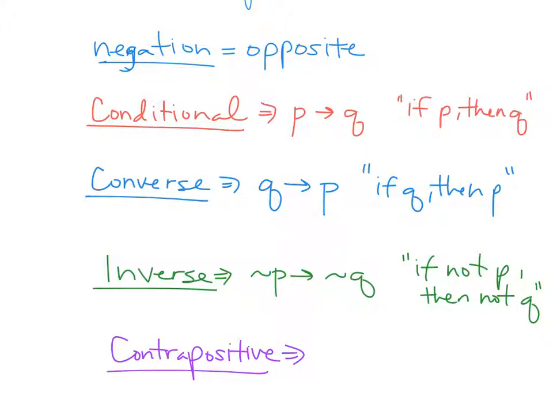I mean, in terms of P and Q, what would it be? If not P, then Q. Nope, if P, then not Q. Nope. If not Q, then not P.